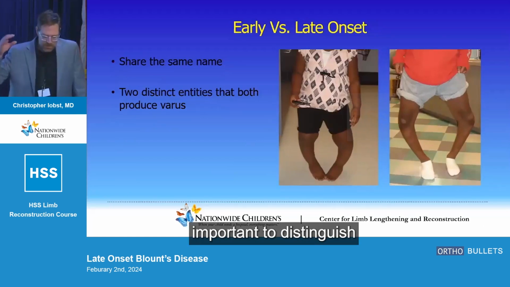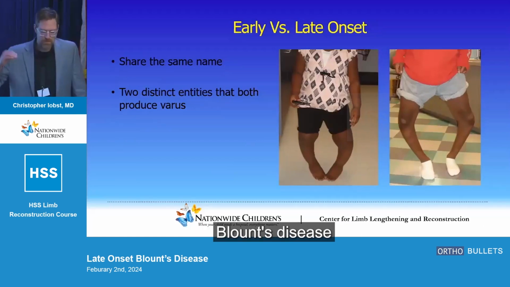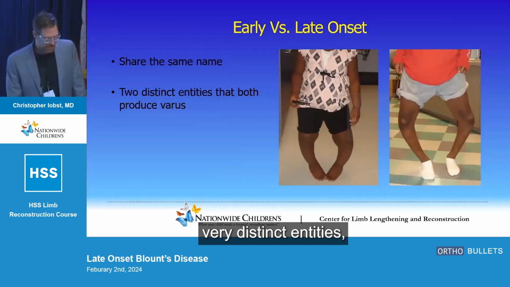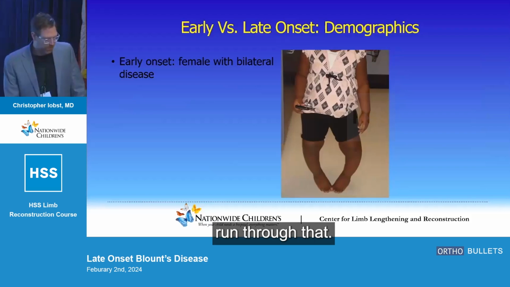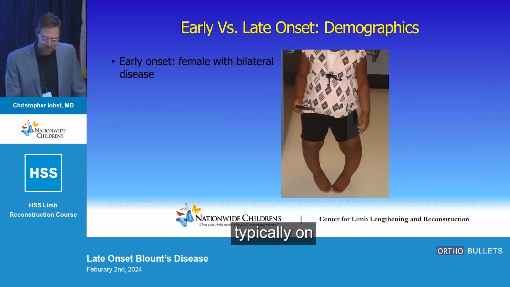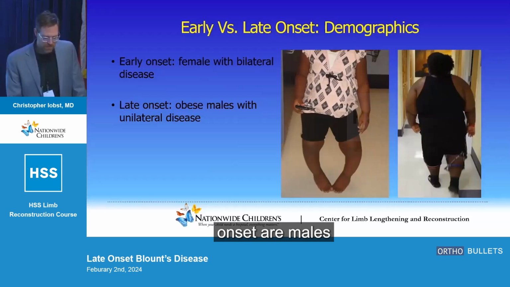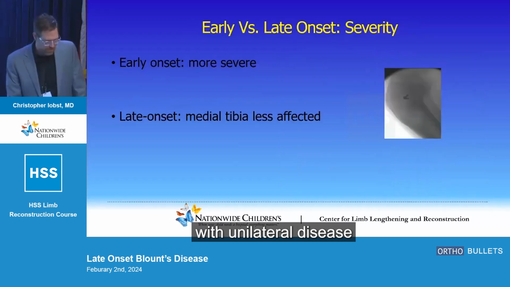I think that it's important to distinguish the fact that early onset Blount's disease and late onset Blount's disease share the same name, but they're actually very distinct entities, even though they both produce varus. So we'll quickly run through that. So early onset typically on average involves females with bilateral disease, whereas late onset are males with unilateral disease.